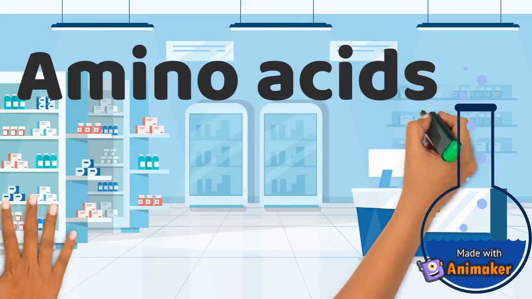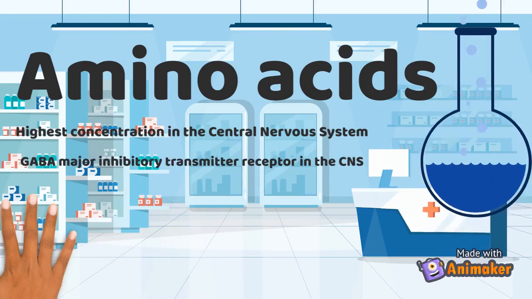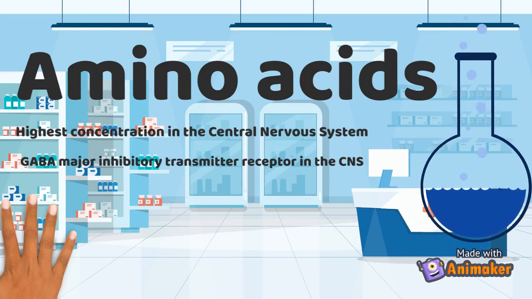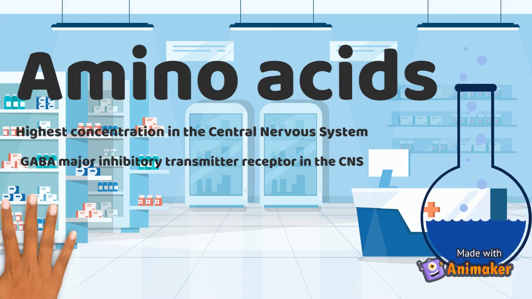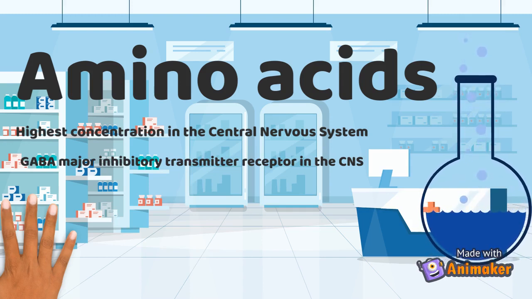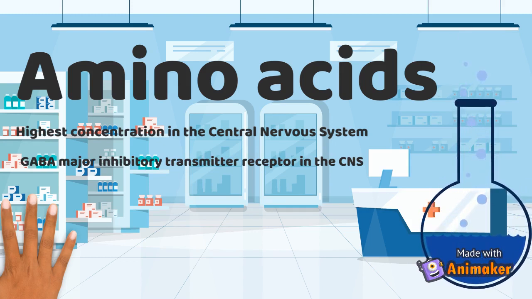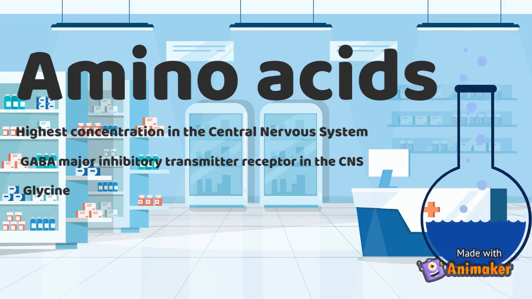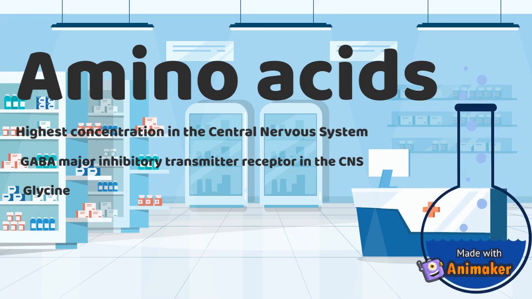Amino acids, highest concentration in the central nervous system. GABA is the major inhibitory transmitter receptor in the central nervous system. Greatest concentration in basal ganglia, hippocampus, cerebellum, and hypothalamus in the brain and in the substantia gelatinosa of the dorsal horn of the spinal cord. Glycine is an inhibiting transmitter between spinal interneurons and motor neurons, and increases conductance of chloride. Action restricted to spinal cord, lower brainstem, and retina.